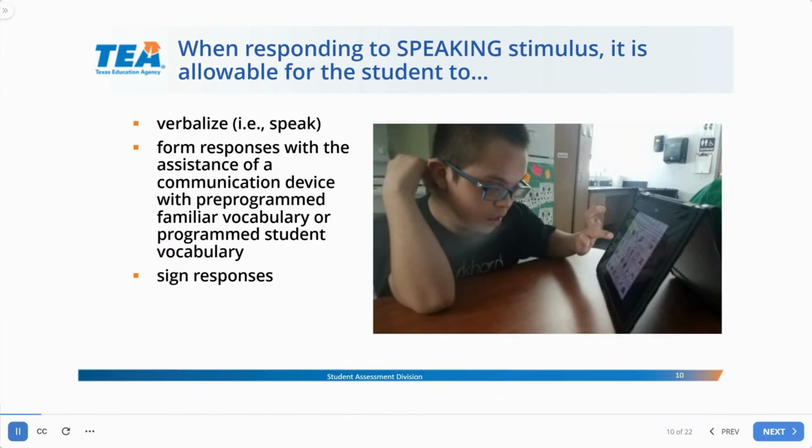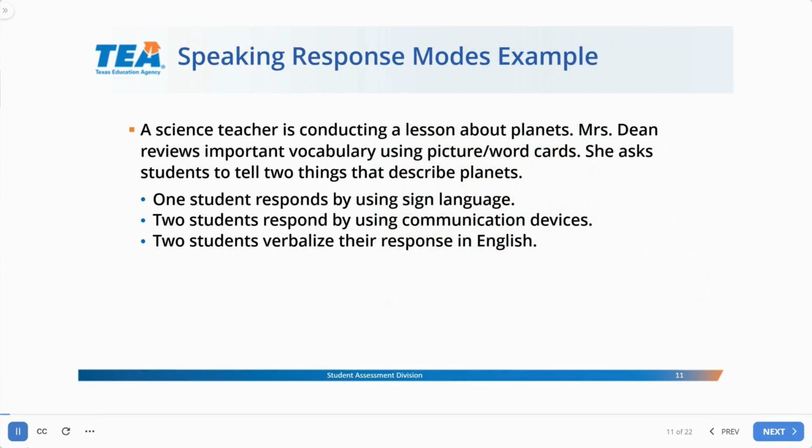Here is a list of alternate response modes for speaking. Take a moment to read this list. This is an example of how students in one class might use alternate response modes for speaking.